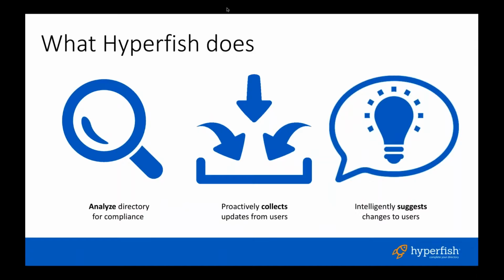So the way that we tackle it at Hyperfish is we actually analyze your directory based on the company standards that you define as an organization. And with those standards in place, Hyperfish starts to learn and understand which fields may be inaccurate, incomplete, or maybe not to the right level of compliance that your organization requires. And then the Hyperfish system proactively goes and collects the updates directly from those users using personalized messages to encourage them to go and update that information based on what's there right now.